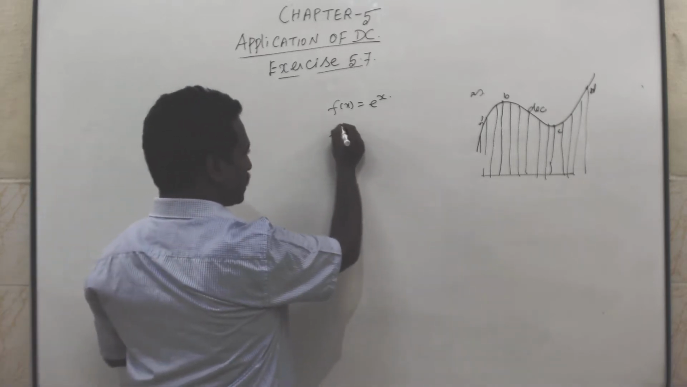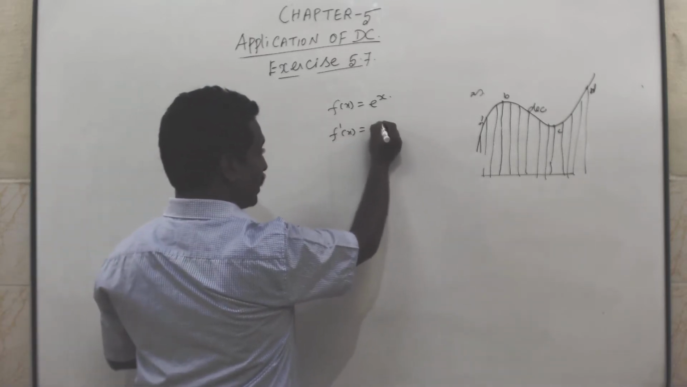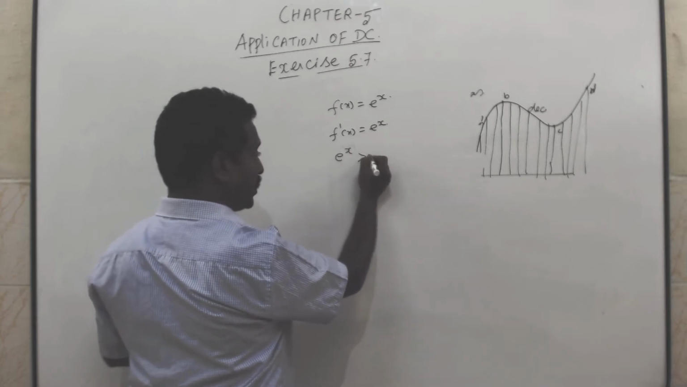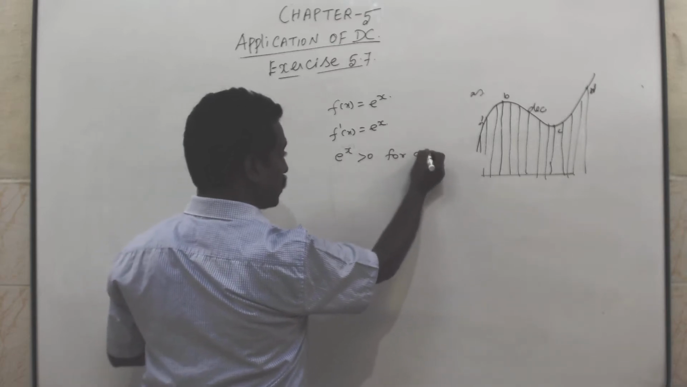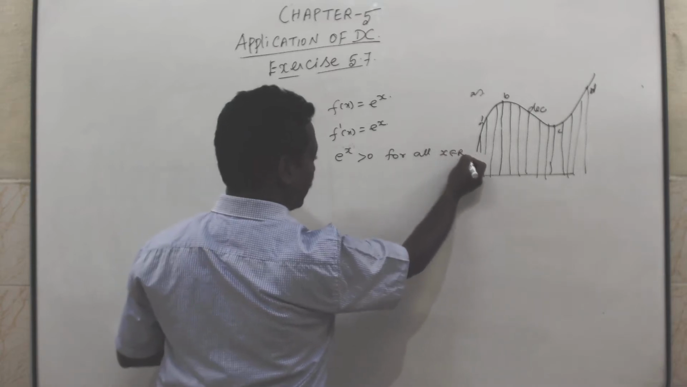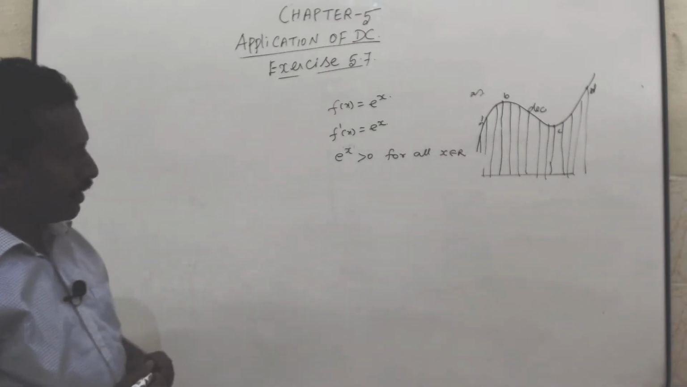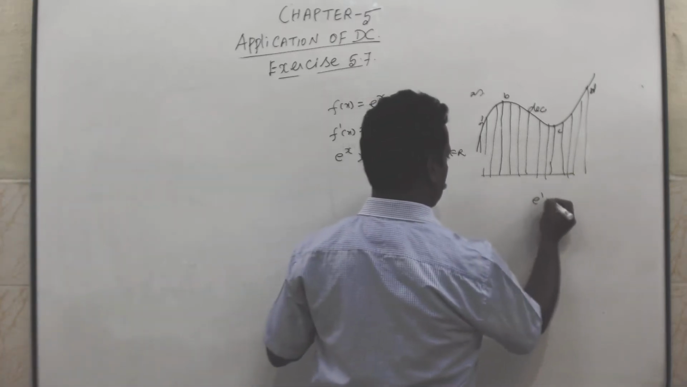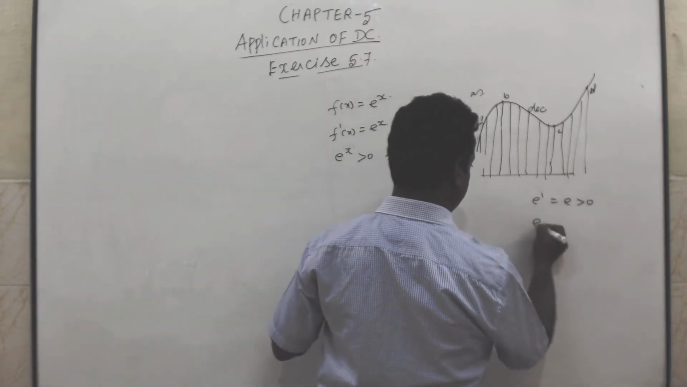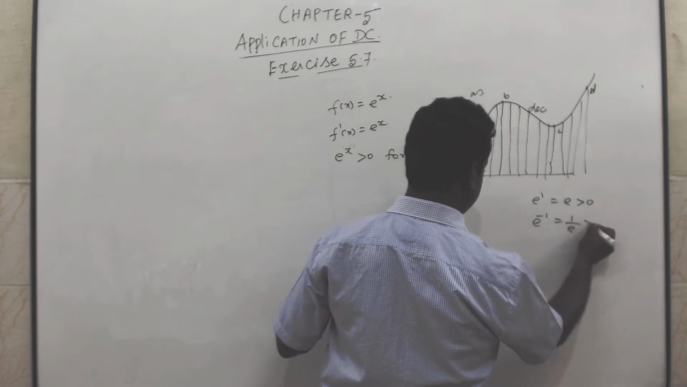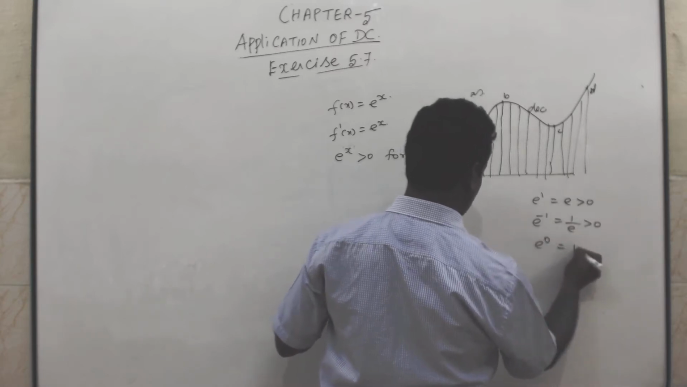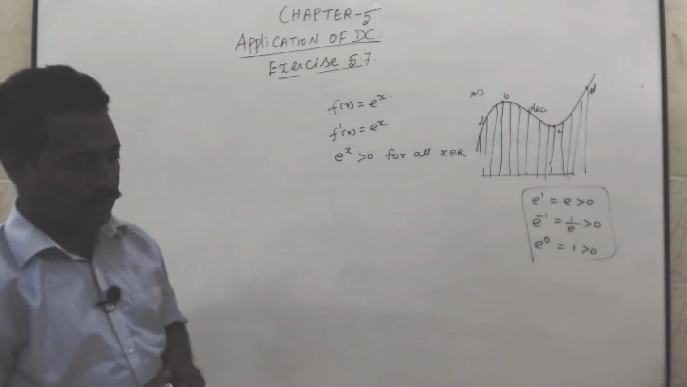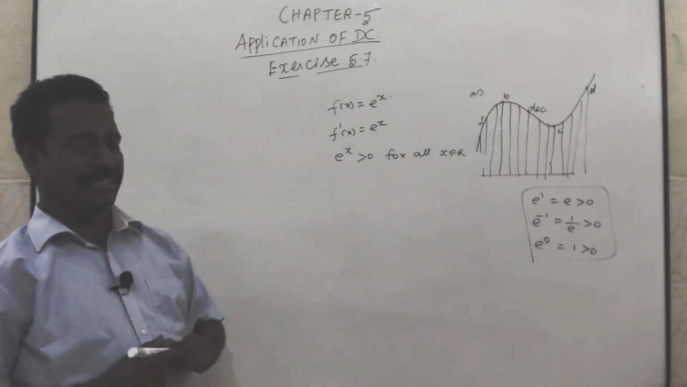f dash of x is e power x, and e power x is greater than 0 for all x belongs to R. For all real numbers, either positive or negative, e power x is greater than 0. For example, e power plus 1 is e, greater than 0. e power minus 1 is 1 by e, greater than 0. e power 0 is 1, greater than 0. For all positive values, negative values and 0, e power x is greater than 0.